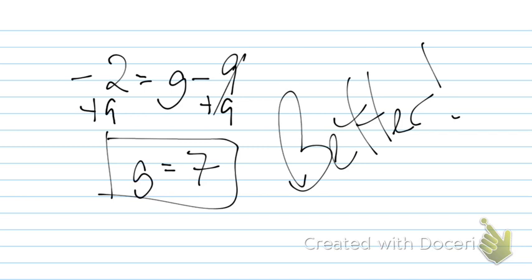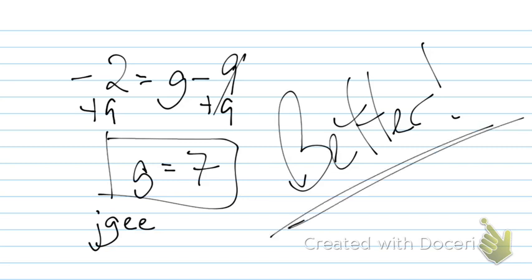Now, it's true, 7 is g. 7 is g is true. But this is better, because if math is communication, the whole point is what is g? g is 7, right? Cool? So that's why it's better.